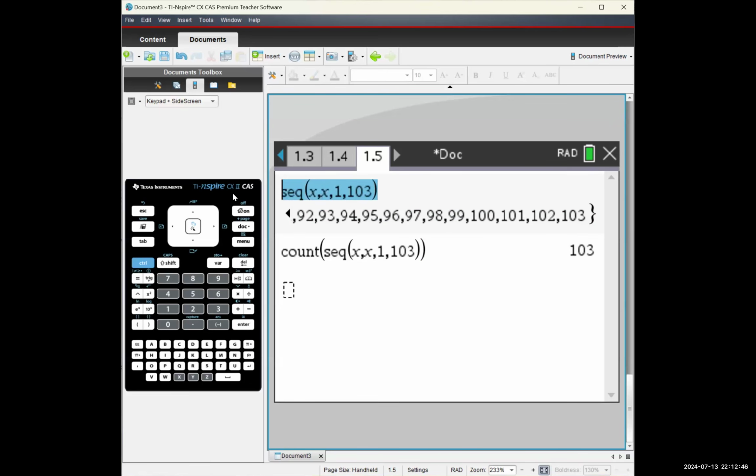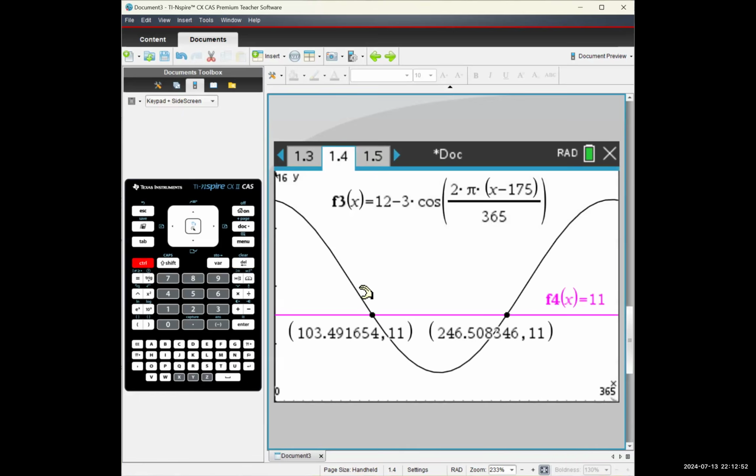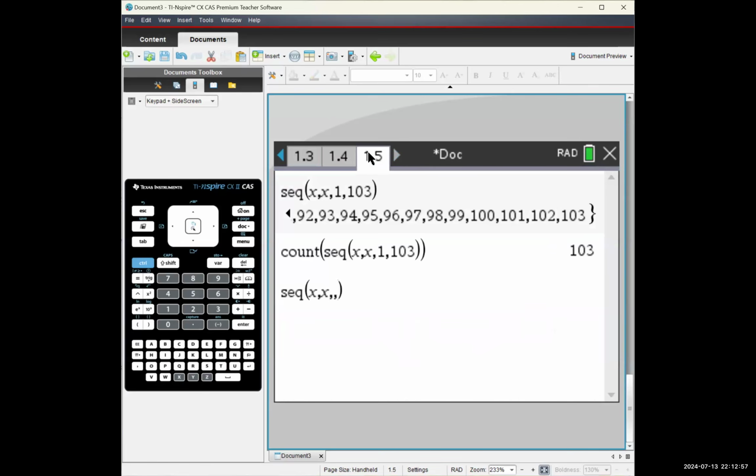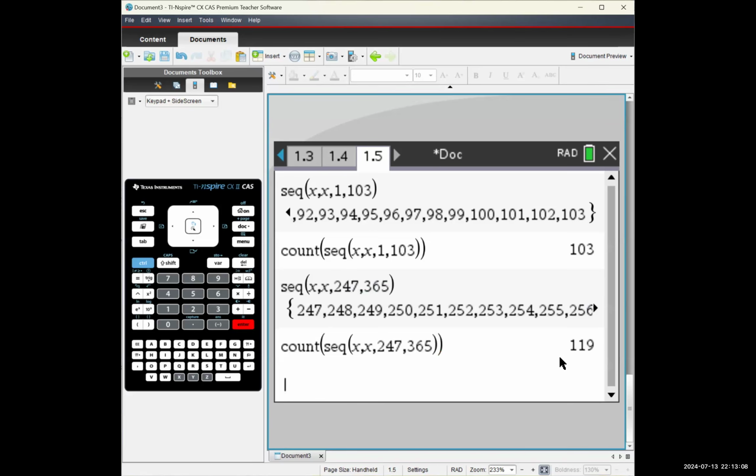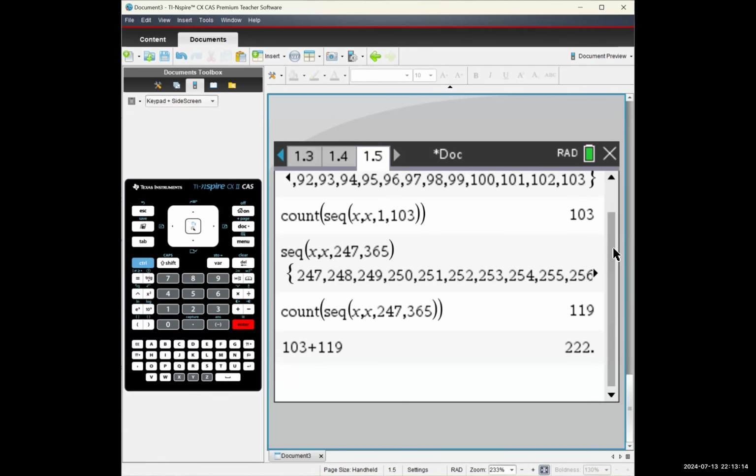Now we can repeat the same process. For the other domain restriction, let's say we are going from 247 inclusive to 365. And then we can count the rest of the number of days. So we've got 119. Eventually, we add these two numbers up, and you should be able to get 222 days.